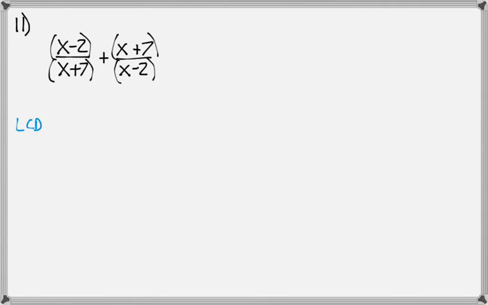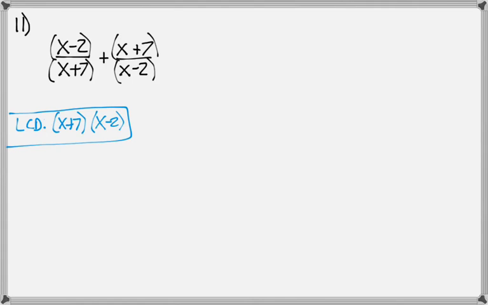So my LCD, well, this one has an x plus 7. This one doesn't have any x plus 7. So I need to have it just once here. This one doesn't have any x minus 2's. This one has one x minus 2. So I need an x minus 2. So that would be my LCD.